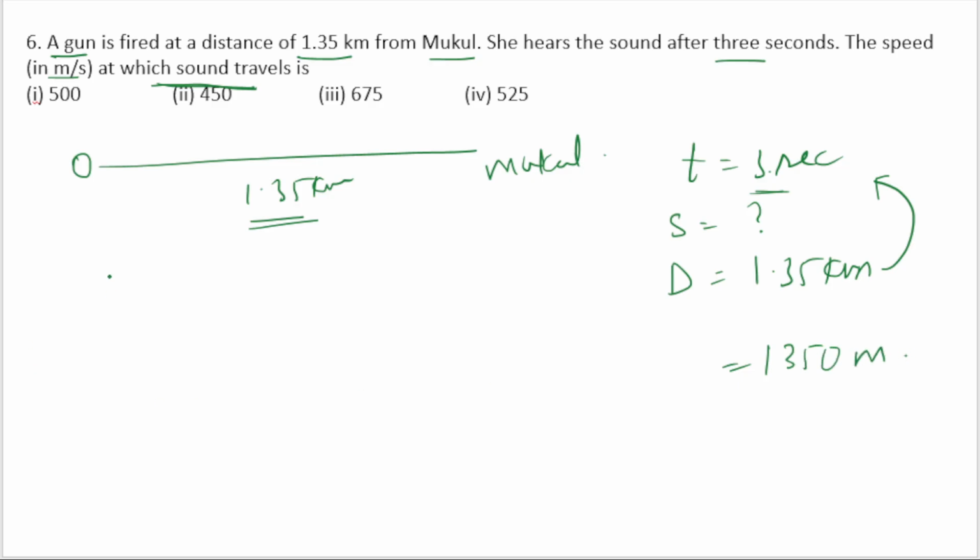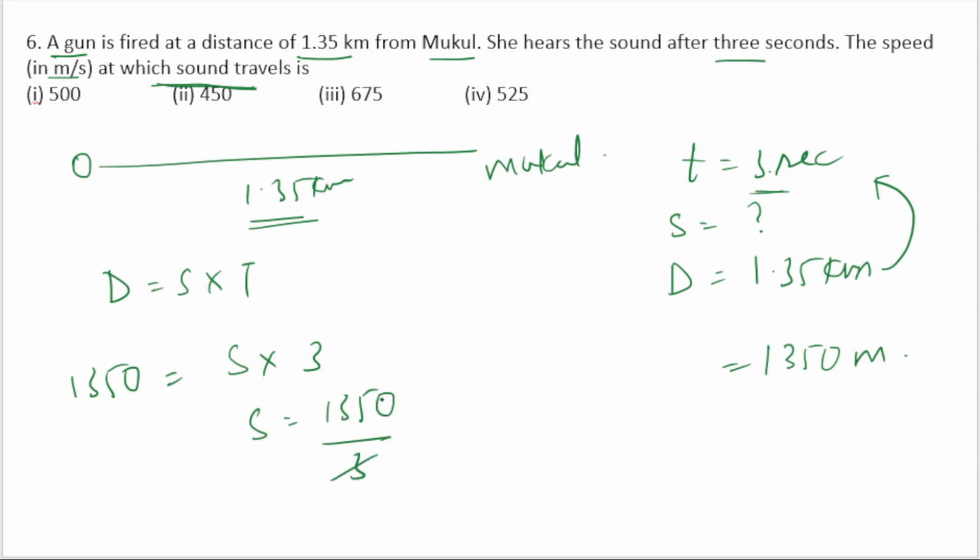So there is nothing much in this question. Distance is equal to speed into time. Distance 1350 is equal to speed into time, which is 3. So speed is equal to 1350 divided by 3. It is 450 meters per second. This is the second option. Next question.